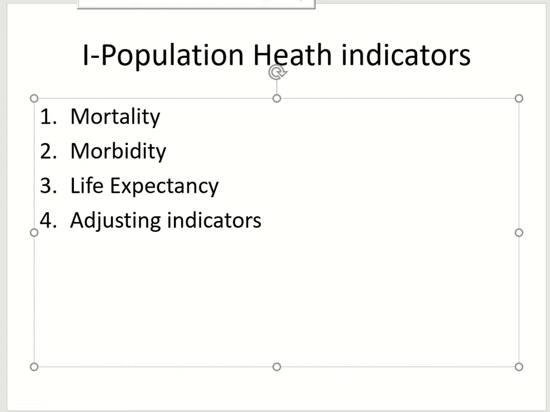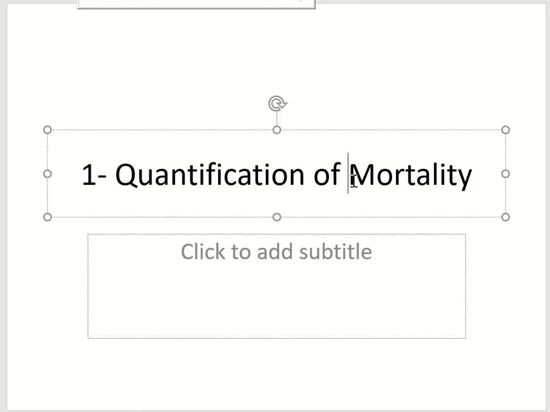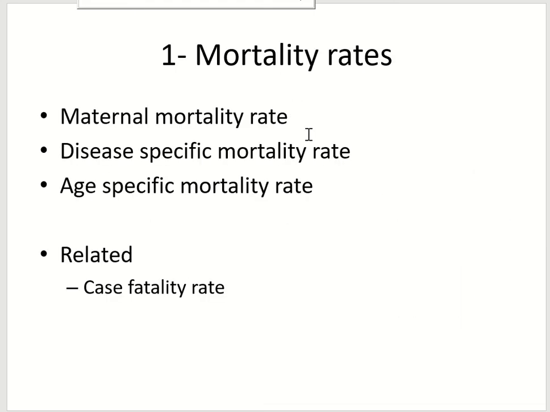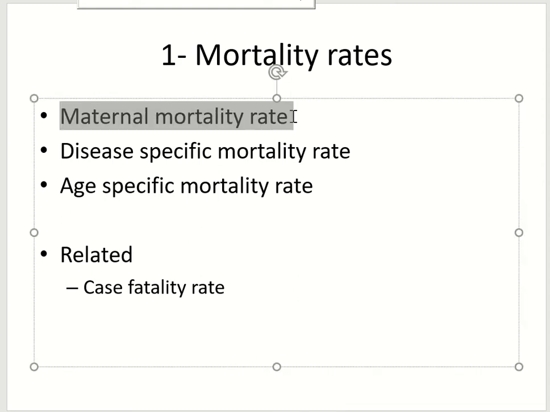So first, we're going to start with mortality. How do we quantify it? How do we measure it? What are the major indicators for mortality? We're going to start with the mortality rates that are important for public health, things that will give you an idea of the public health situation in a certain country, like maternal mortality rates.